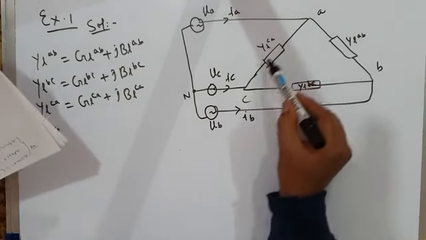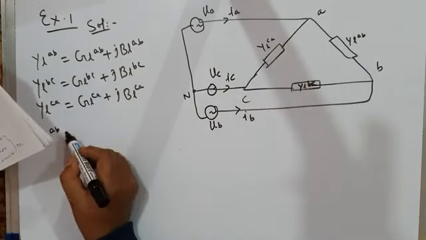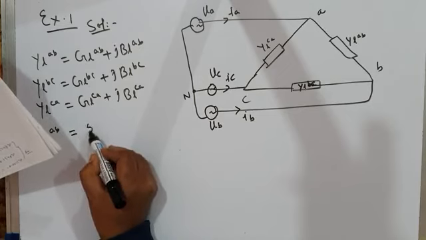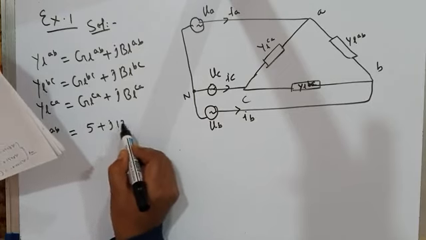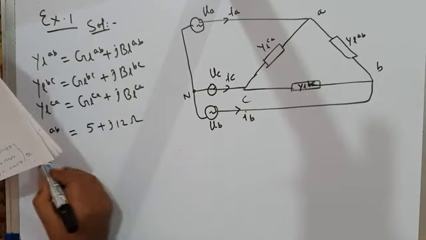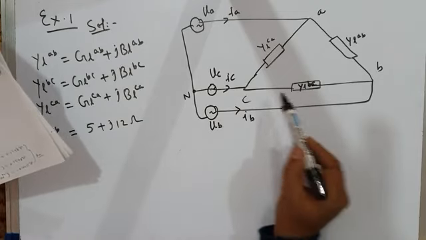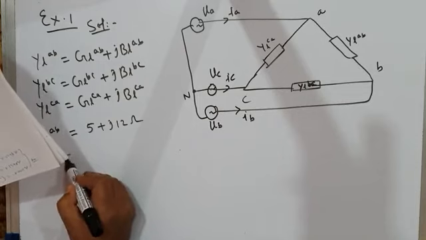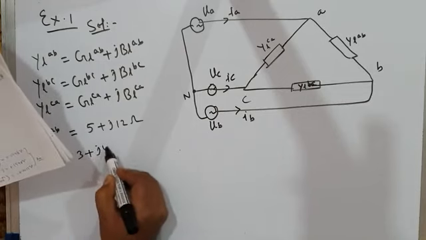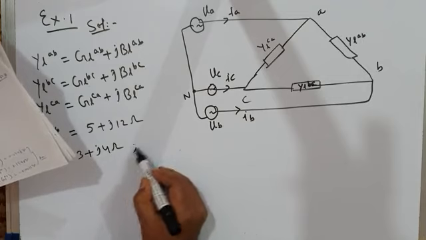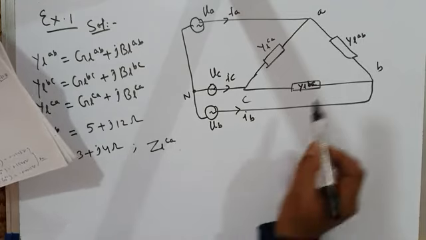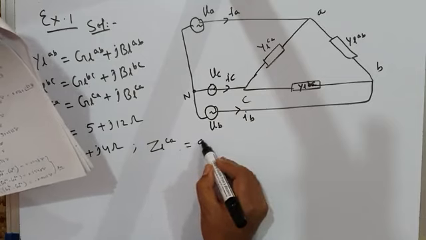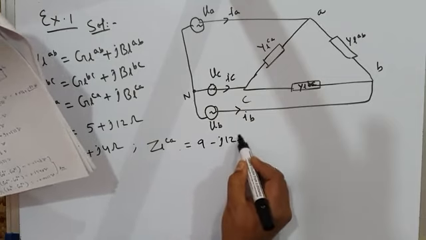The load parameters are given in terms of impedances, not admittances, like ZLAB, that is the impedance of this branch of the load. ZLAB is given as 5 plus J12 ohms. Similarly, the impedance of the branch BC, that is ZLBC, is equal to 3 plus J4 ohms, and ZLCA, that is the impedance of this branch, is given as 9 minus J12 ohms.